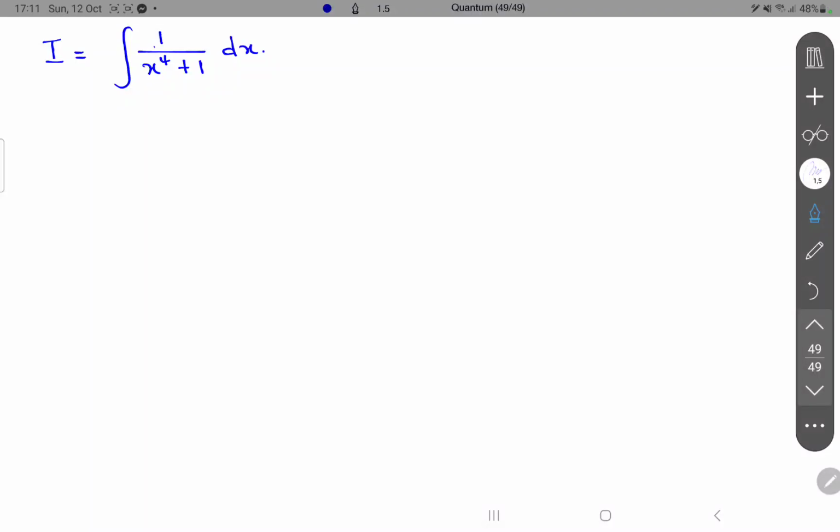Welcome to the integration of 1 over x to the power 4 plus 1 dx. This one is a complicated question for integration. There are many ways you can do it, but I have my own way.